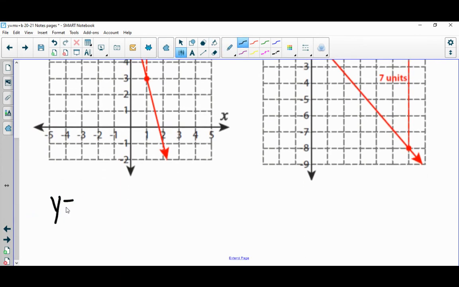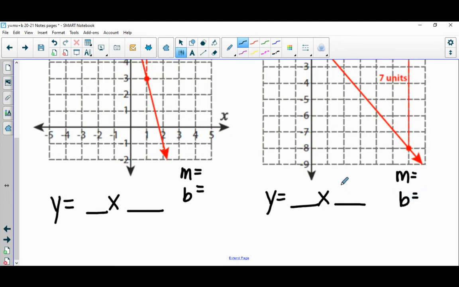So we're going to have y equals blank x, and then I'm going to put a blank. And off to the side, we're going to be identifying m, and we're going to be identifying b. So I'm going to do the same setup for this second one right here. Y equals blank x, blank, and then I'm going to have m equals and b equals.